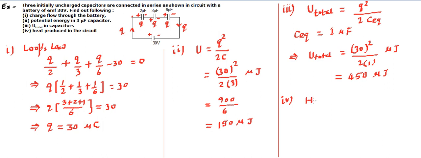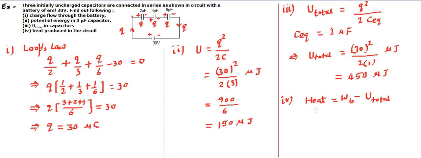So heat produced in the circuit is going to be equal to the work done by the battery, because the battery is doing work, minus the energy stored in the circuit, that means U total. So whatever the total energy that has been stored in the circuit. The battery will supply some energy, and a part of that energy will be stored in the capacitor, and a part will be lost in the form of heat.